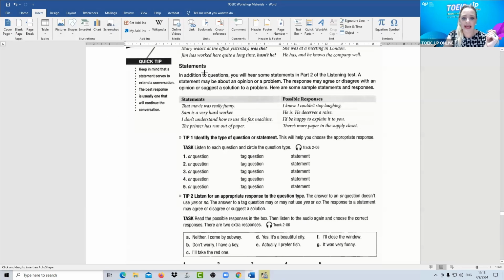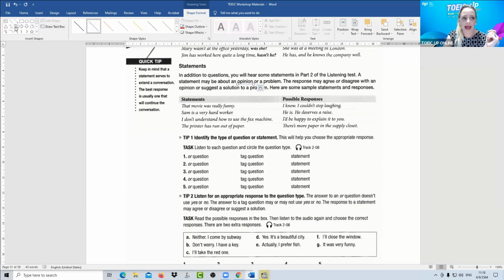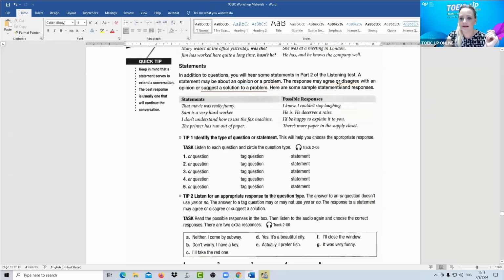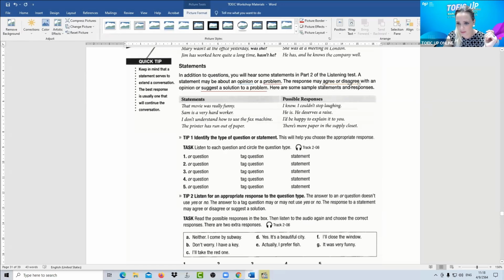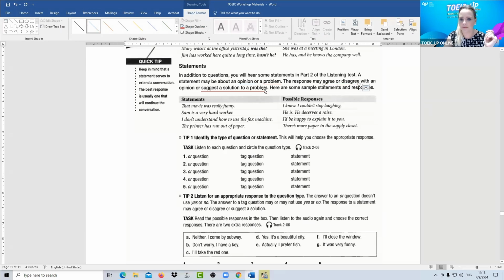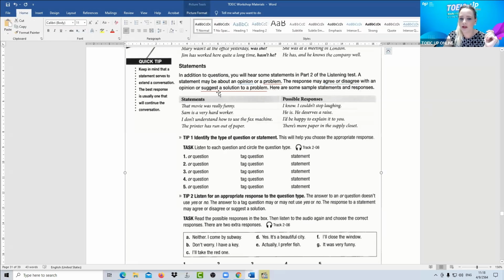Okay, so remember, it's going to be about an opinion, and the opinion you may agree or disagree in the response. Or it can be about a problem, make problem red, and you can suggest a solution to the problem. Okay, so for the opinion, you may agree or disagree. For the problem, you can suggest a solution. Okay, let's look at some examples.